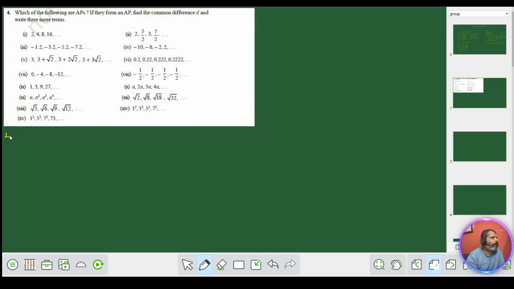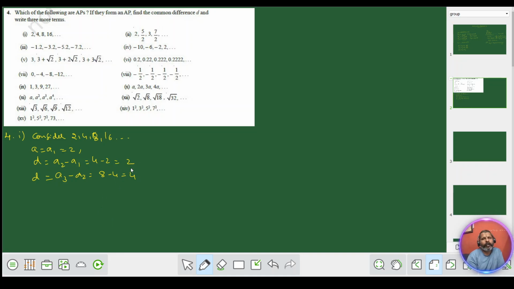Fourth one. First we'll write "consider". We cannot say AP here because we are not sure it's AP or not. So just write the word consider and the sequence. We know here first term A equal to A1 equal to 2, D equal to A2 minus A1, that is 4 minus 2, 2, D equal to A3 minus A2, that is 8 minus 4 equal to 4.